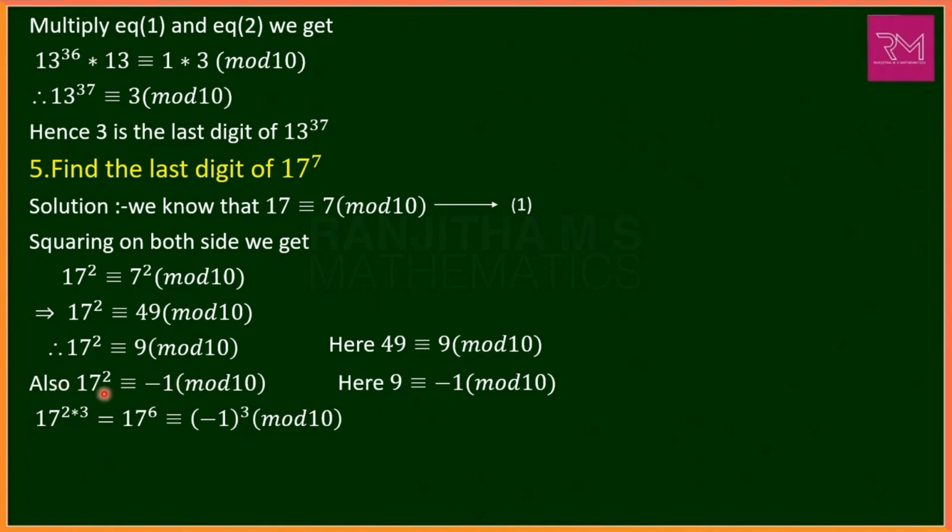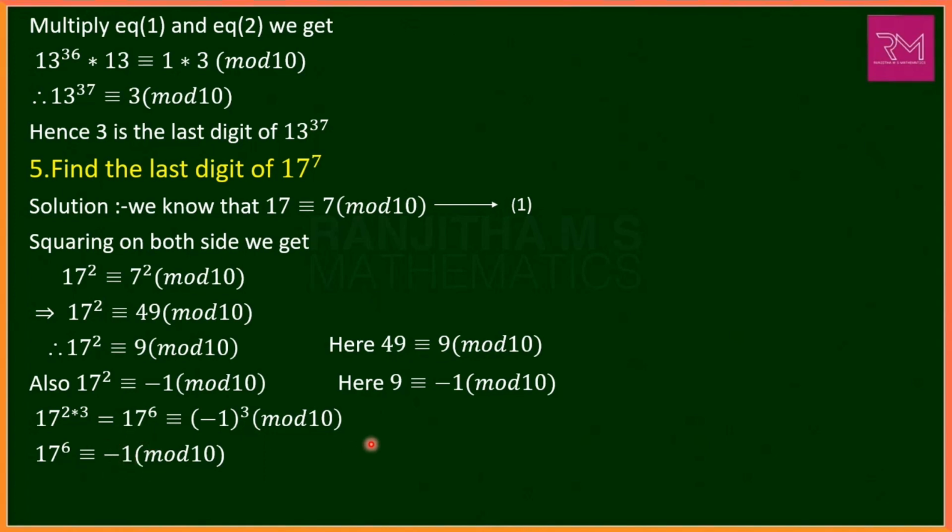Raising the power of 3 on both sides, we get 17 power 2 into 3, which is 17 power 6, is congruent to minus 1 power 3 modulo 10. Here minus 1 power 3, an odd power, gives a negative value, that is 17 power 6 is congruent to minus 1 modulo 10. Here we need 17 power 7, so we have to multiply this value and this value to get 17 power 7. On the right hand side we have a negative value.